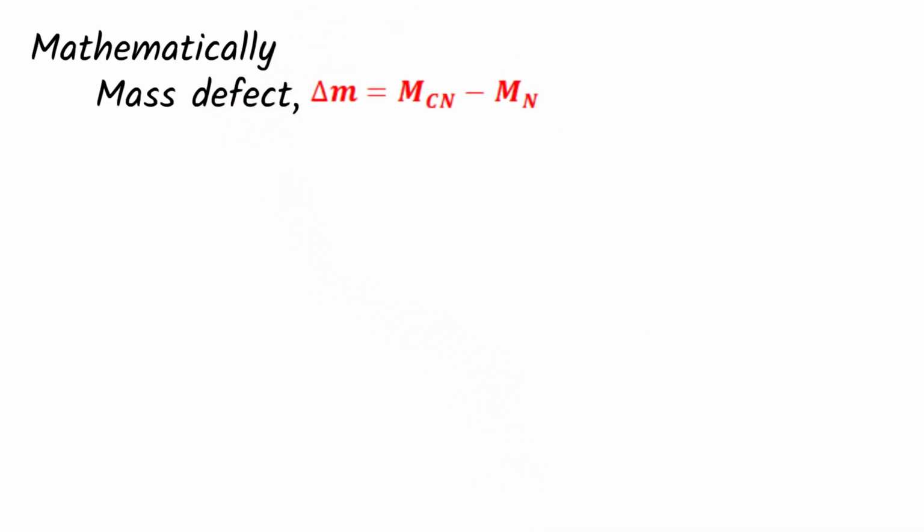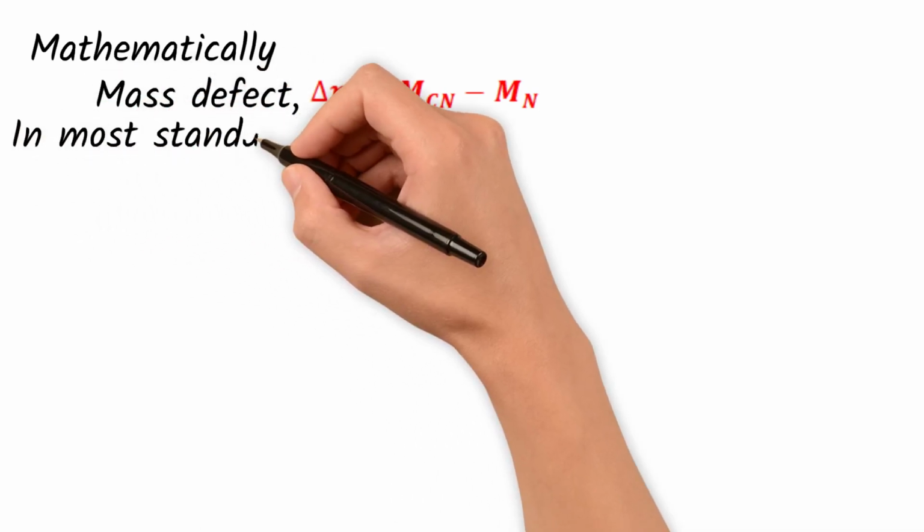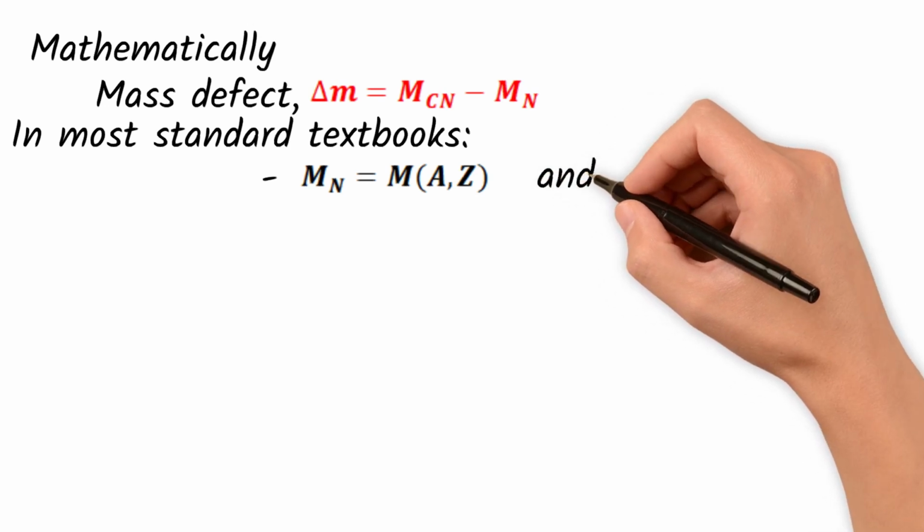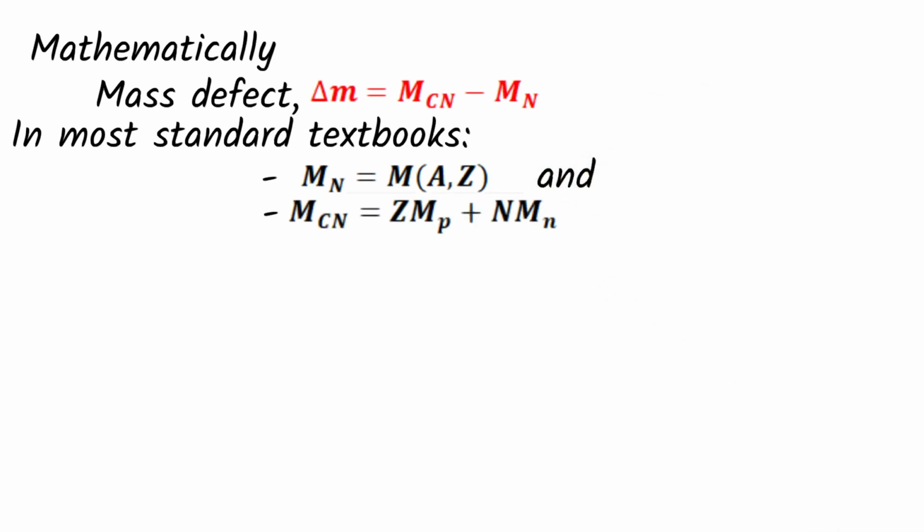Mcn is the sum of the masses of the constituent nucleons that make up the nucleus, and Mn is the mass of the nucleus. Now, in most standard textbooks, Mn is actually denoted by the symbol M(A, Z), and the reason for this is because A and Z are the two main things that characterize a nuclide. We have talked about the nuclide symbol, and Mcn is equal to the total number of protons, which is the atomic number, times the mass of one proton, plus the total number of neutrons times the mass of one neutron.